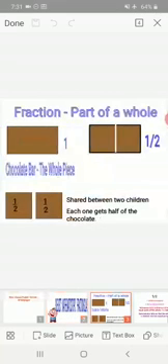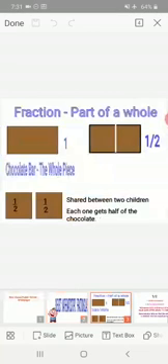Today we will see first what is fraction. Fractions means part of whole. Means if you take any whole thing and make its parts, that is called fraction. Fraction is nothing but part of a whole. Here I have taken one chocolate, which is the whole chocolate, or we can say one complete chocolate.